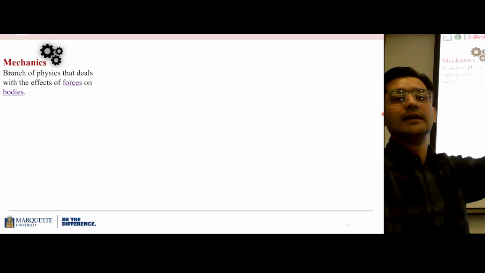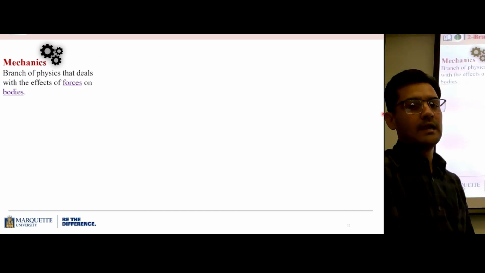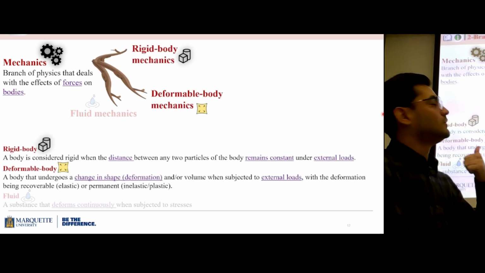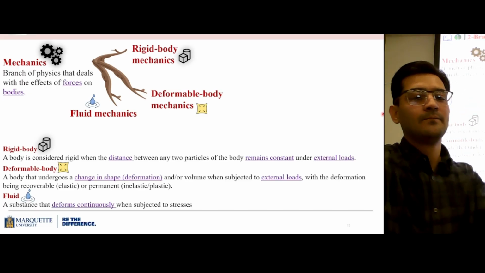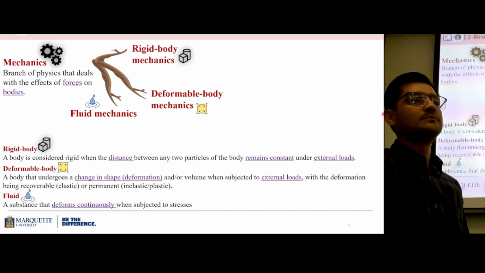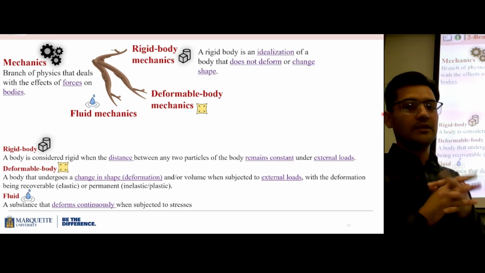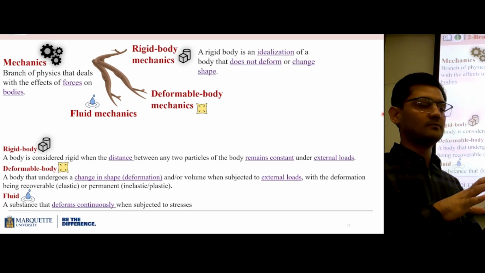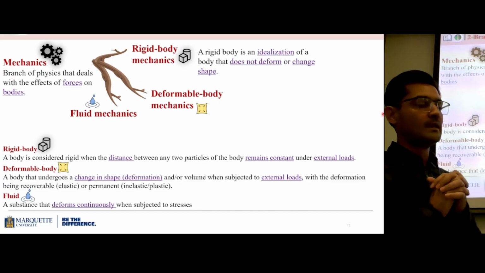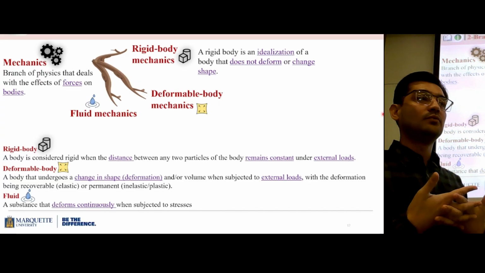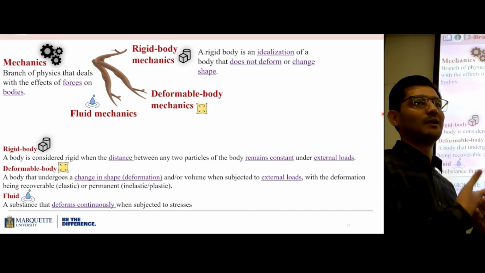And that studying is called mechanics. And mechanics has three branches basically. You have rigid body mechanics, deformable body mechanics, and fluid mechanics. So rigid body mechanics is basically an idealization. You assume that the body, which is a truss, a beam, or a column, will not deform. And that was an assumption when you were doing engineering mechanics statics.